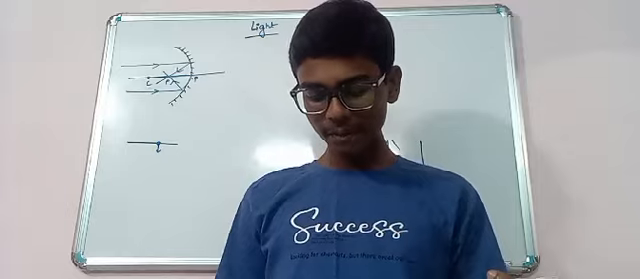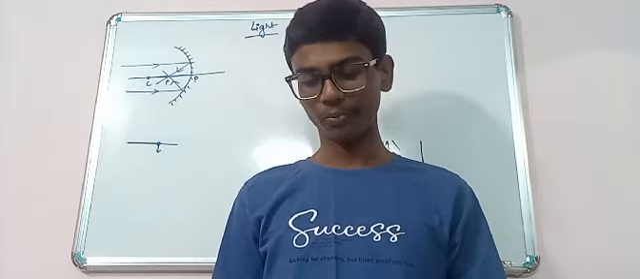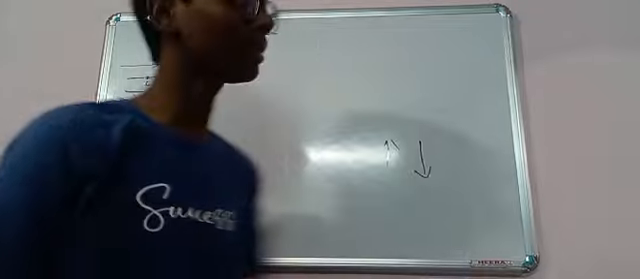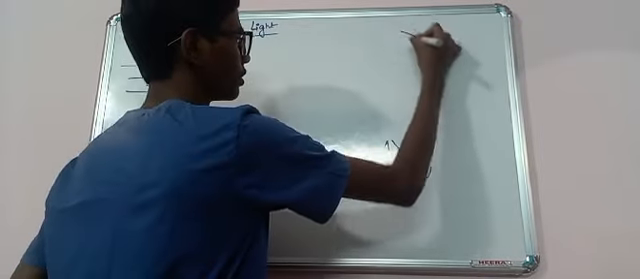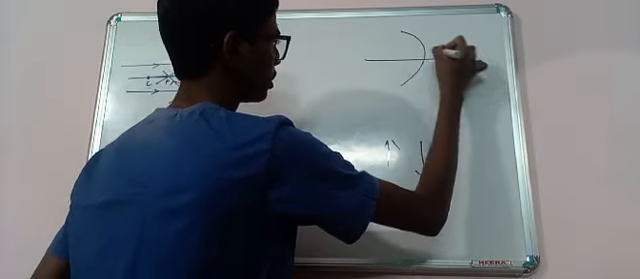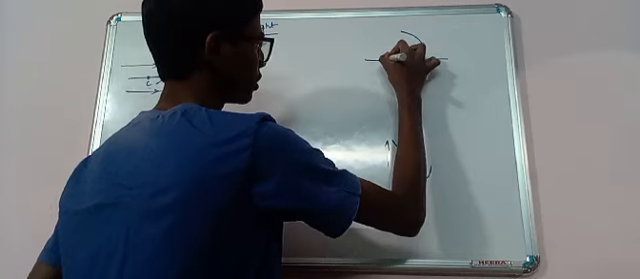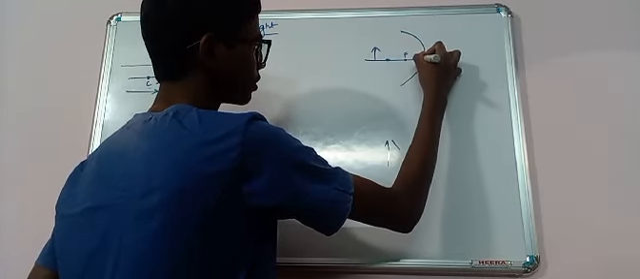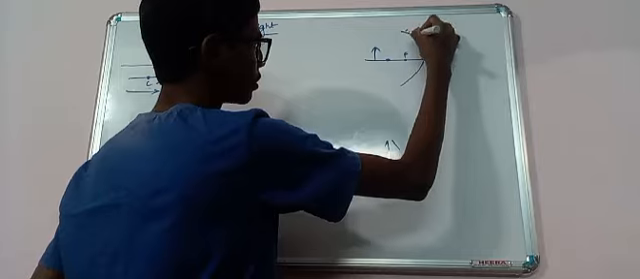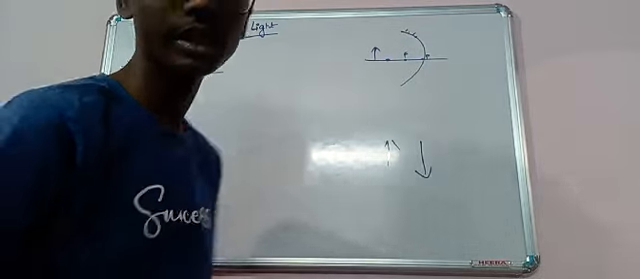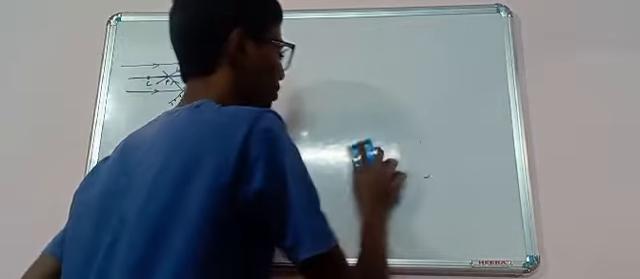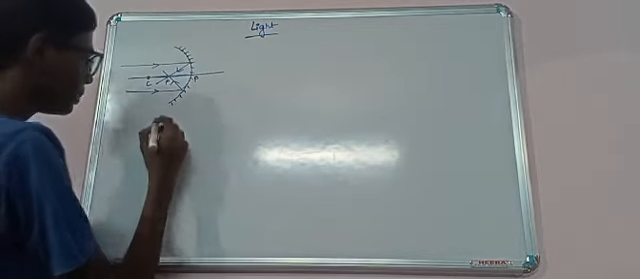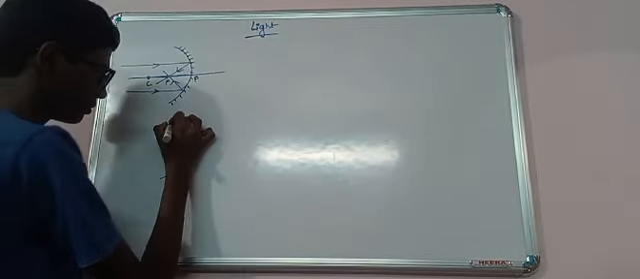When the object is kept beyond the center of curvature. So if I am keeping it beyond the center of curvature, okay, let me draw it that side. Wait, it will be easier for me. Let me draw it first, then I will explain.